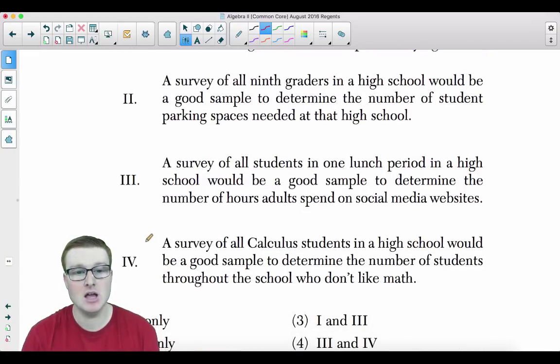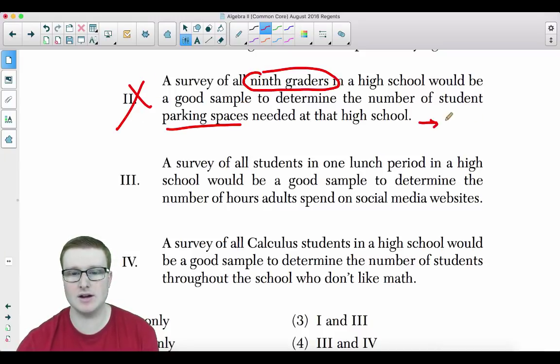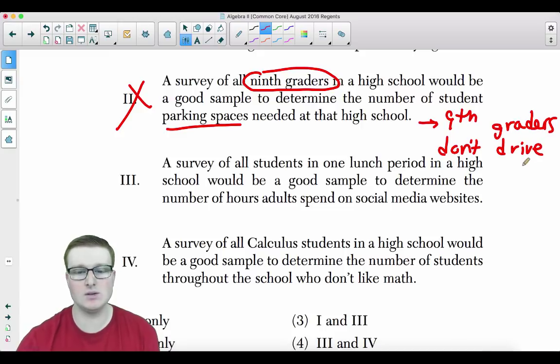Let's take a look at option 2. A survey of all 9th graders in a high school would be a good sample to determine the number of student parking spaces needed at the high school. Really? When's the last time 9th graders drove? Not okay, because 9th graders don't drive. Let's take a look at option 3. A survey of all students in one lunch period in a high school would be a good sample to determine the number of hours adults spend on social media websites. What knowledge do kids have of adults spending time on social media websites? That makes absolutely no sense. I don't know where they're getting that from.